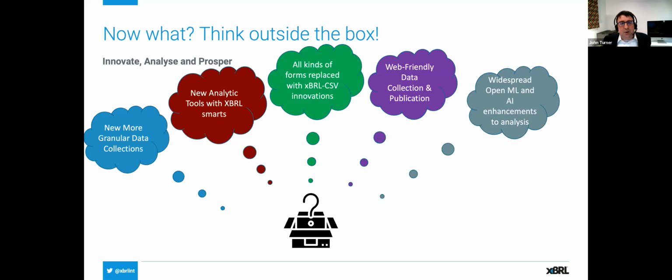xBRL-JSON, of course, is highly web friendly. So you can think about that in terms of the way that you publish information if you're a regulator or other consumer of large quantities of information. And the other area that is likely to be of interest to many of you is the idea that these new formats likely lend themselves to utilizing a wide range of machine learning and artificial intelligence capabilities to apply against the increasingly large volumes of xBRL data that exist around the world. So those are just a few thoughts for you to consider as we move forward.